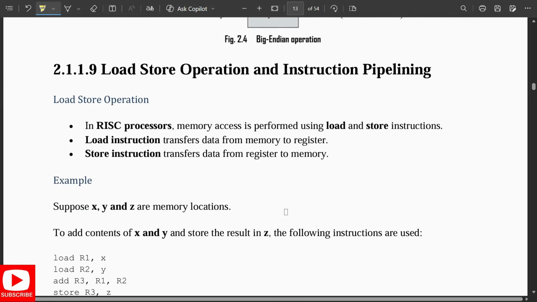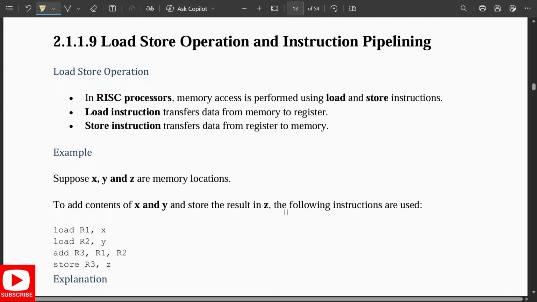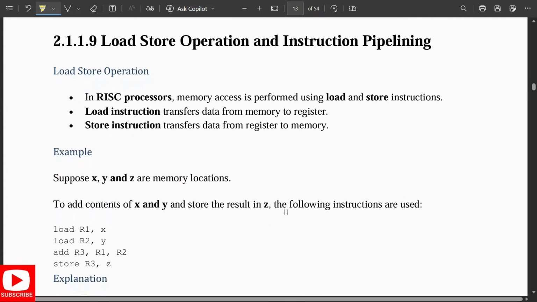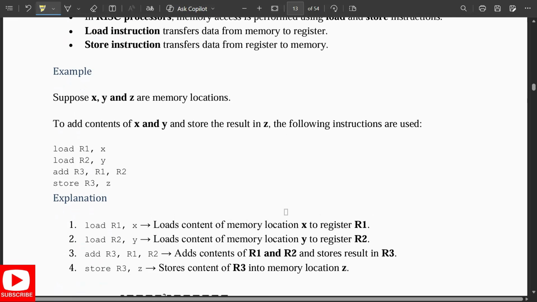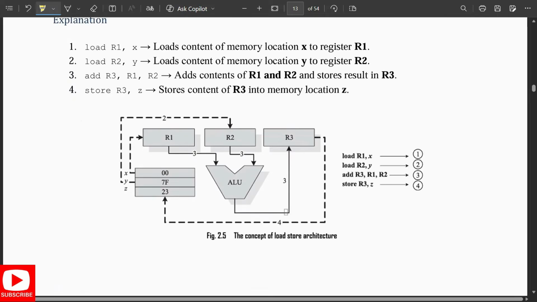Next comes the load store operation and instruction pipelining. In the load store operation in a RISC processor, memory access is performed using load and store instructions. The load instruction transfers data from memory to register. The store instruction transfers data from register to memory, the reverse. So this is the operation that occurs. You can see the example and go through the explanation given here.